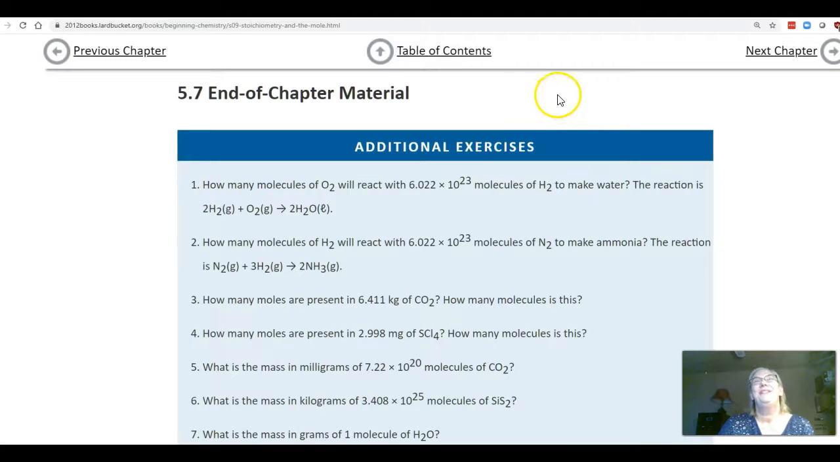So good luck on chapter 5. This is going to be an undertaking, so take your time. Get friendly with your calculator. You're going to be using your calculator a lot.